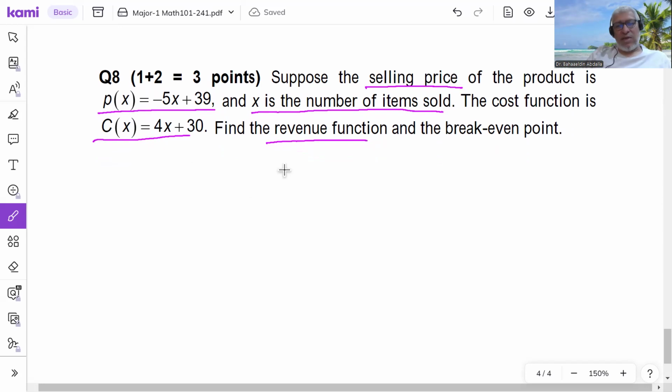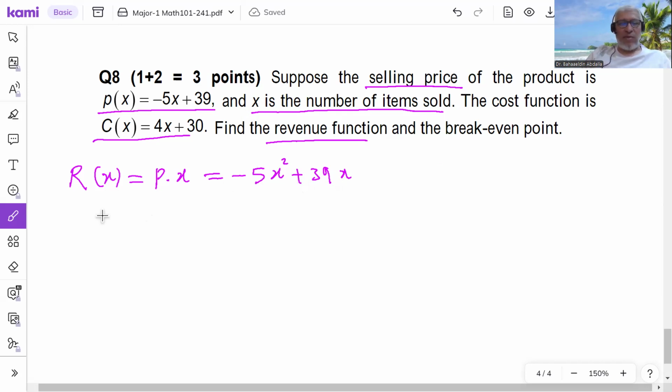So what is the revenue? The revenue is usually the number of items sold times the selling price. So it would be negative 5x squared plus 39x. So this is the price. If you multiply the selling price by the number of items sold, you will get the revenue. So this is the revenue function.